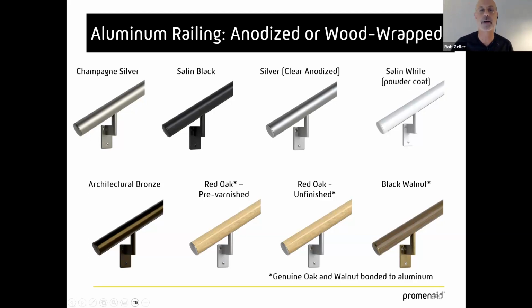So we have a number of anodized finishes. These are indoor-outdoor: champagne, silver, and satin black, which is very popular. We don't see a lot of this nice matte or satin black finish. A clear, brighter silver. We've just come out with satin white. We've been asked for a long time about white, and we just couldn't. It never came out as good as we wanted, and we found a supplier that could do a really elegant powder coat.